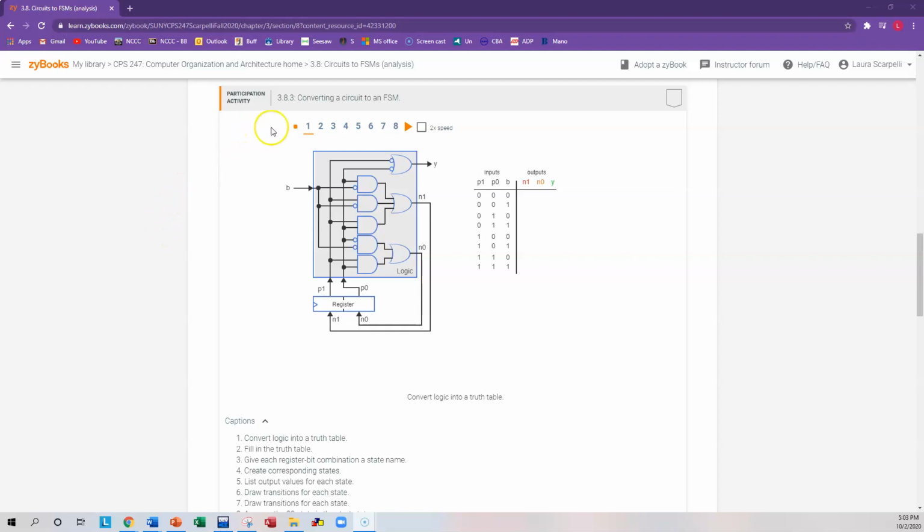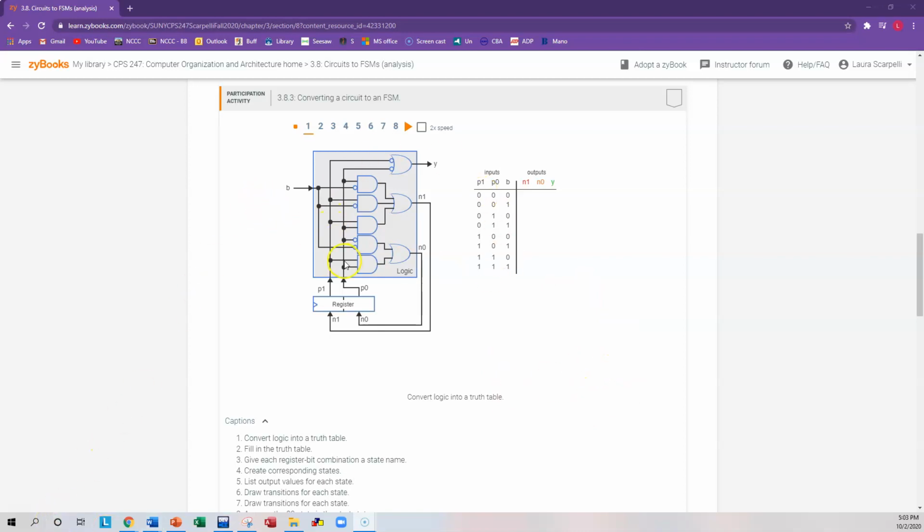In this video, I'm going to explain this section of your book, 3.8, converting a circuit to an FSM. So you're given a circuit, right? Here's your circuit with all the combinational logic and the control registers down below. And you're asked to come up with the FSM. So the next step would be to give me the equations that represent the combinational logic here, and then fill out the state table and then create the state diagram.